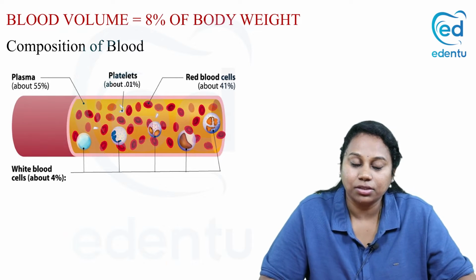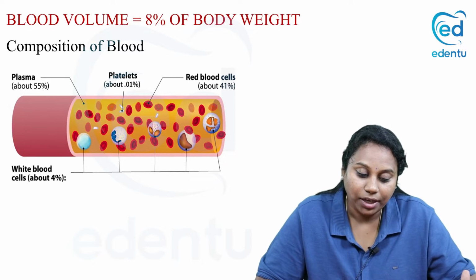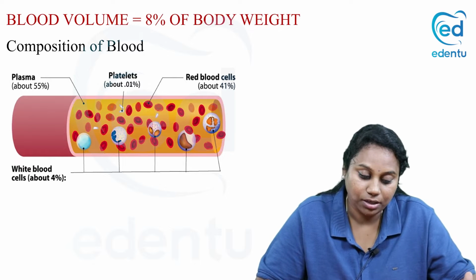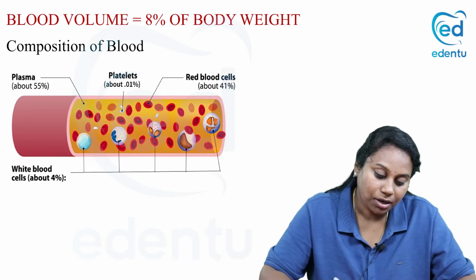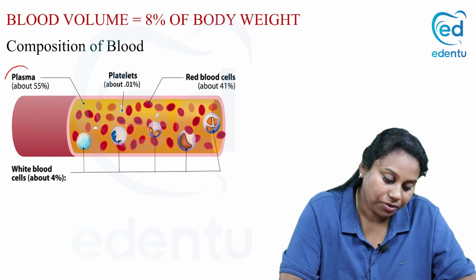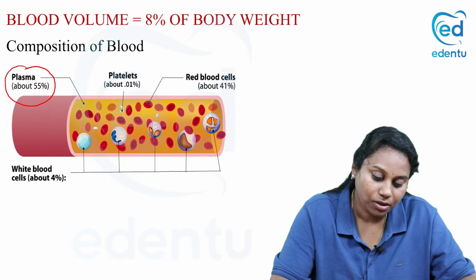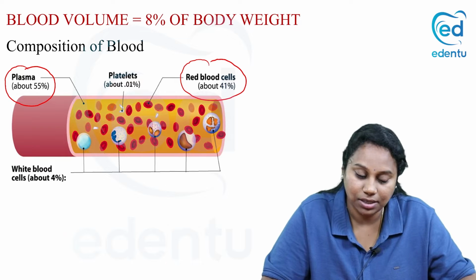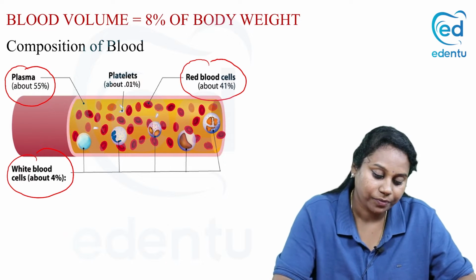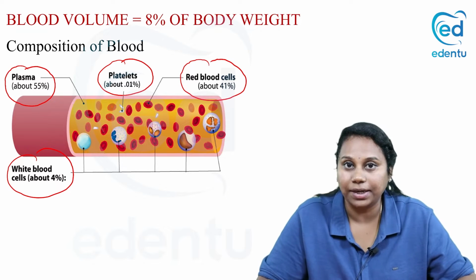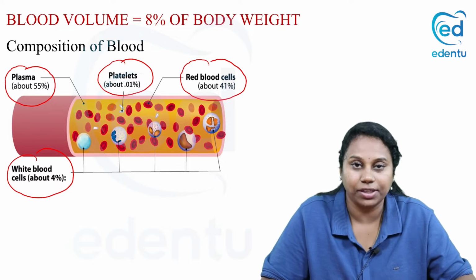So with a small introduction to hematology, blood volume. 8% of the total body weight is contributed by total blood volume, and of this, blood is made up of 55% plasma. So maximum contribution is by plasma, 41% by red blood cells, nearly 4% by white blood cells, and 0.1% by the platelets. So in this chapter we are going to learn in detail about all of these.